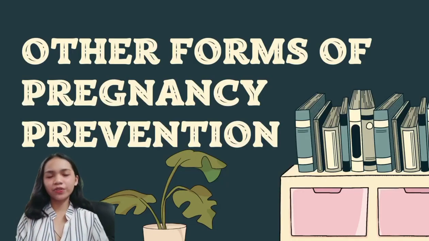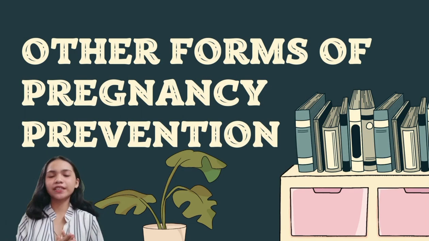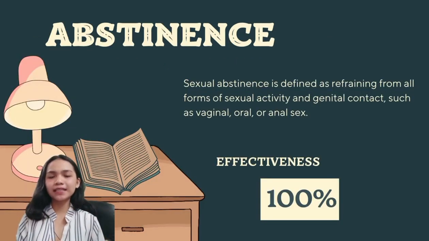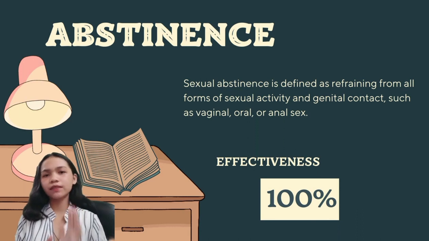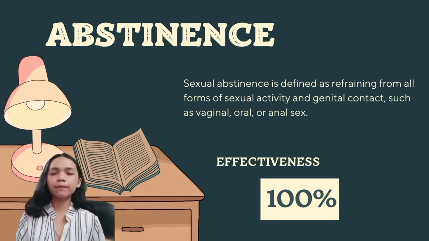And now, let's go on to our other forms of pregnancy prevention. First, we have abstinence. This method is the only 100% effective way to protect against pregnancy, ensuring there is no exchange of bodily fluids such as vaginal secretion and semen.